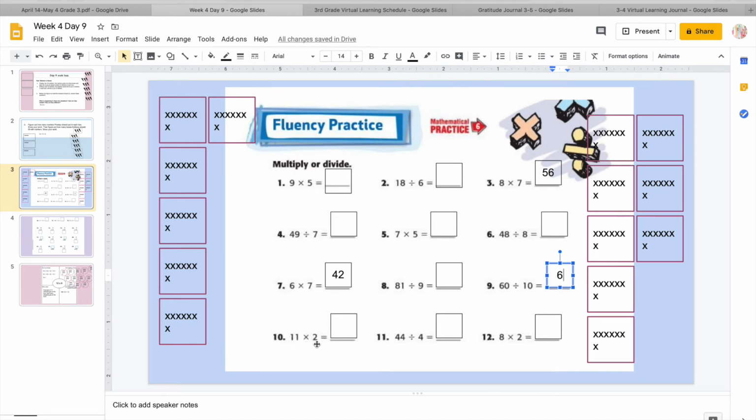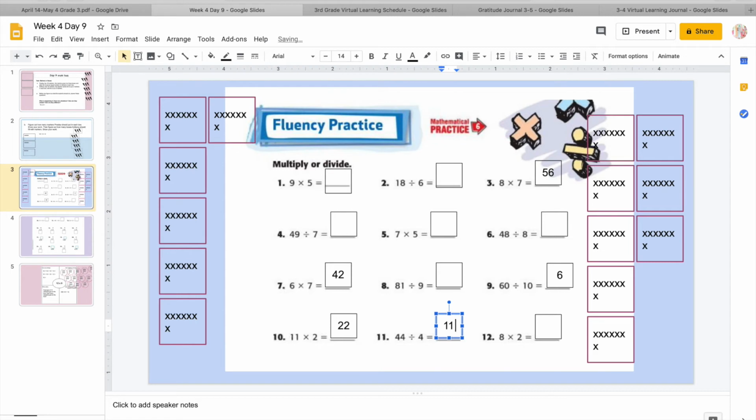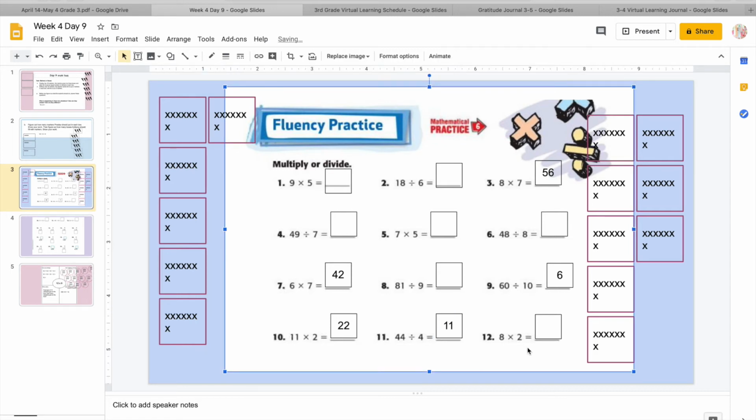Remember, 11s are easy because all you have to do is double that other number. So I know it's 11 times 2, so my answer should be 22. This is the same thing here. They're just trying to trick you. You have 44, which is a factor, or I'm sorry, which is a product of 11. So we can ask ourselves, 11 times something equals 44. So I know 4 times 11 equals 44.